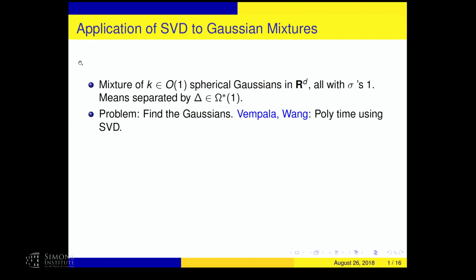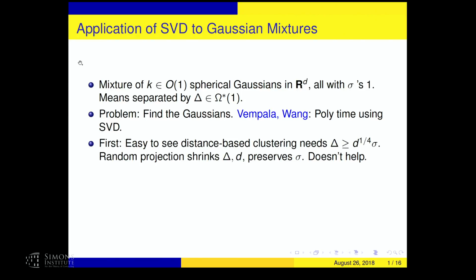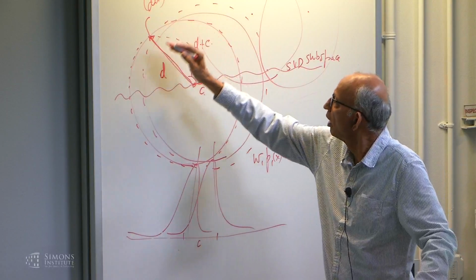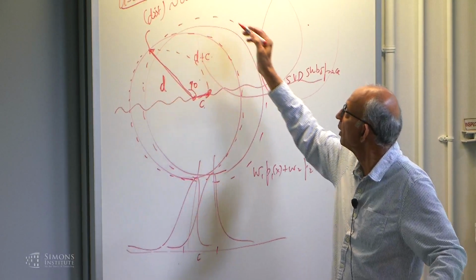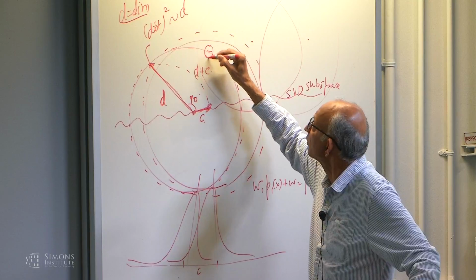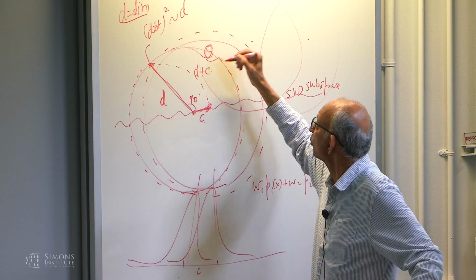Okay. Vempala and Wang gave a polynomial time algorithm using SVD, which I'd like to describe. So it can be done in polynomial time, this task. Now, what I would like to say is first try distance-based clustering. What does distance-based clustering mean? Just take the example of two. I have samples from both of them. I pick up one of the points and take everybody closest to it.